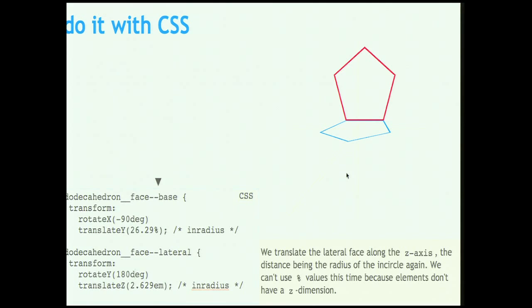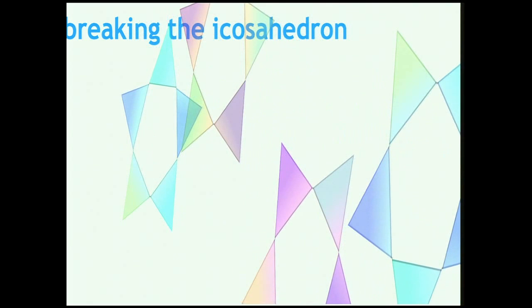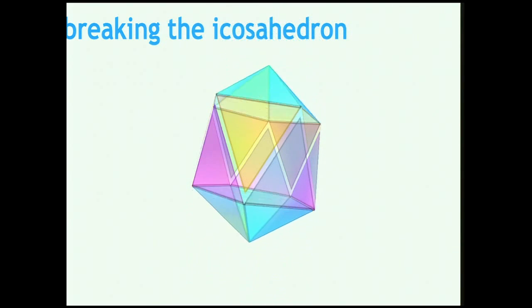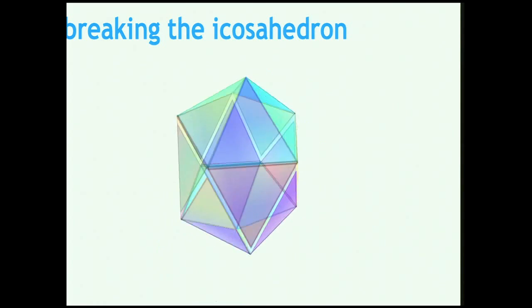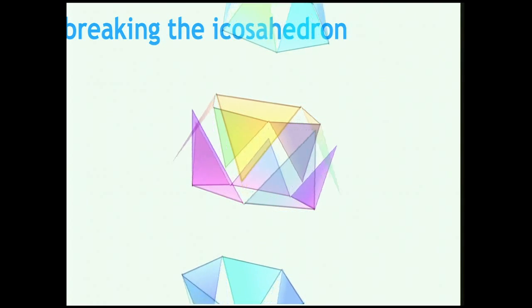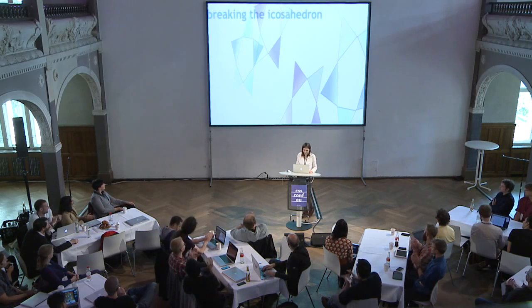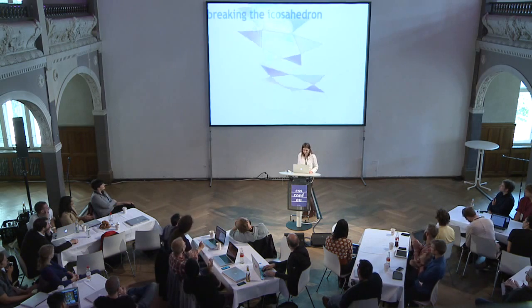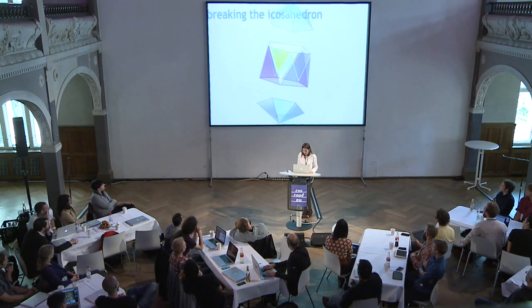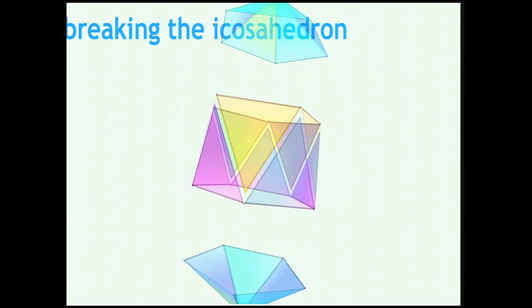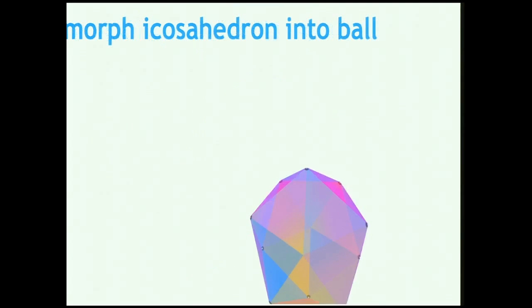And now let's see how we make into pieces the other one. This didn't start right from the beginning. It's like this, and you split it into a pyramid and an antiprism. And maybe some of you are wondering why I showed you that ball at the beginning. Well, we can morph this shape into a ball.